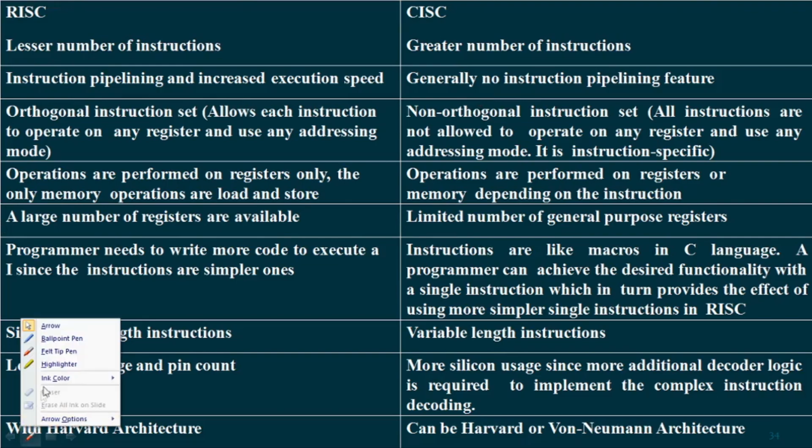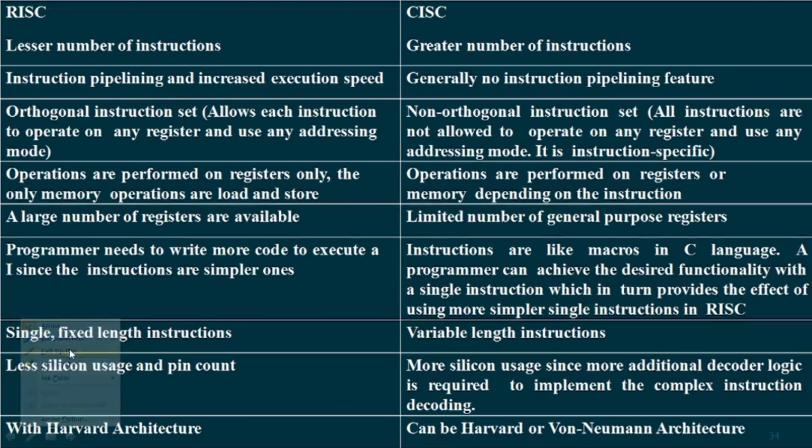So let's start with the first point. In case of RISC architecture, the number of instructions will be less. What are instructions? These are the operations we want to be executed. For example, add, subtract, multiplication, all those are different kinds of instructions. If you consider the list of instructions available in the RISC design, it is lesser than the CISC design.